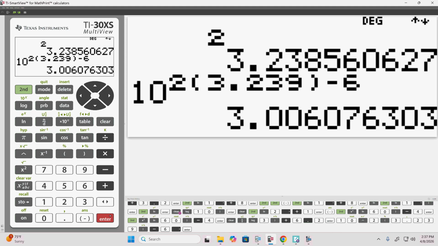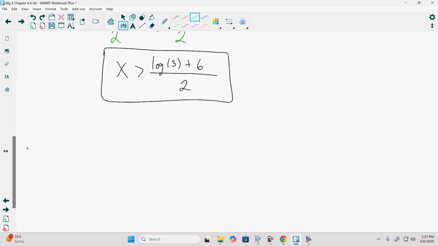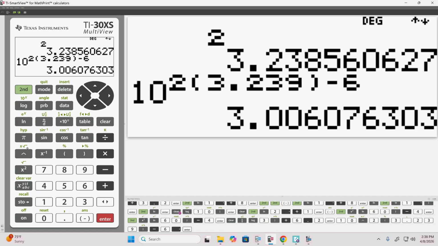So it's telling us that this log of 3 plus 6 divided by 2 is our answer. And we'll leave it there. Because we could get the decimal approximation, but again, there are most likely rules with how we round dealing with inequalities. Because as we just rounded, if we were to round 3.238, it would be 3.239, which is actually a solution. So there are some technicalities to it. Does that make sense?